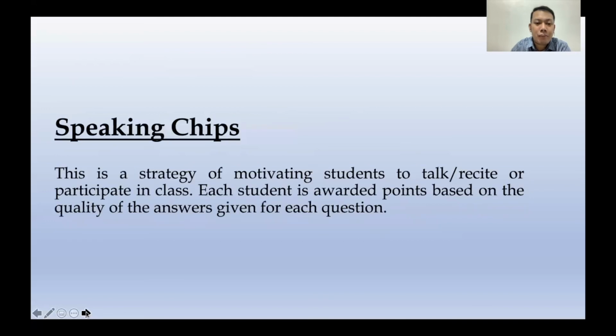Okay, so speaking chips, so this is a strategy of motivating students to talk, recite, or participate in class. So ito naman medyo tangible yung award niya. So sa elementary, including kinder, 'di ba yung naglalagay ng star every time na nakakasagot. So dito naman, mamimigay ka ng parang chips or ticket. So sa huli, pwede nilang ipalit yung chips na yun or ticket into certain points. So may mga equivalent points ka.